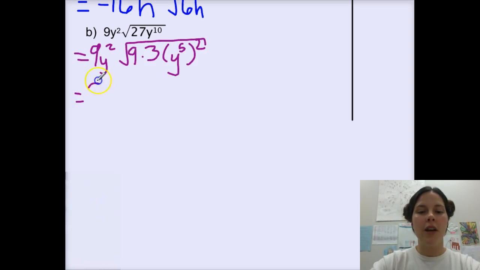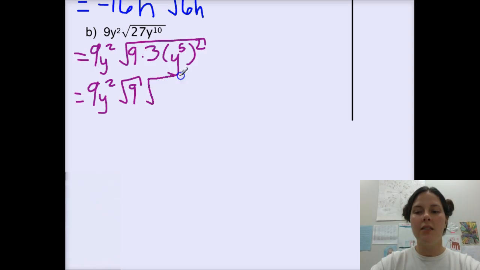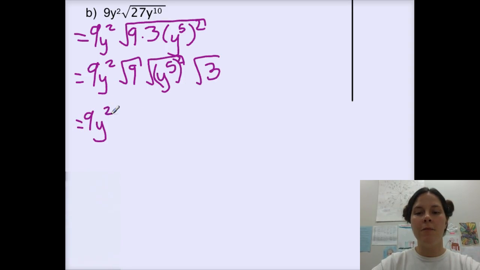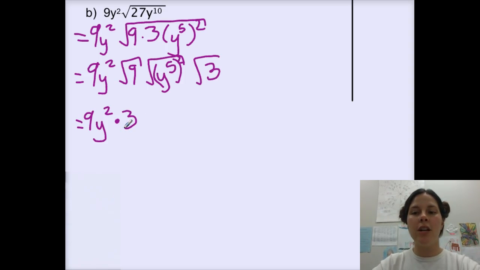So we've got a perfect square factor in there. Again, splitting these up, we've got the square root of 9, square root of y to the 5th squared, and the square root of 3 is left over. Taking the square root of our perfect squares, we've got our 9y squared as our coefficient out front. The square root of 9 is 3. And remember, the square root and the square cancel on that next piece, leaving us with y to the 5th. And then we had a square root of 3 left over.